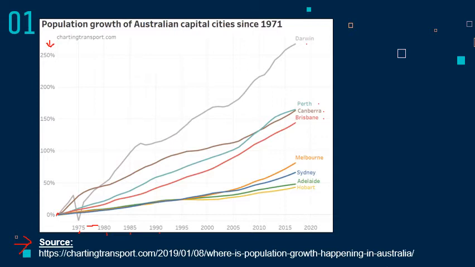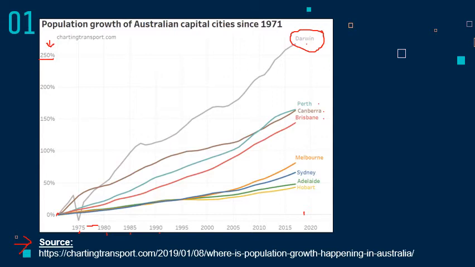Now I want to look at my top one, which is Darwin. And I can see Darwin is the winner in the sense that by, I think it's 2017, or 2019, it's grown from its 1971 population by 250%. So it's not only doubled, it's almost tripled in size. So it's grown by 2.5 times that city.